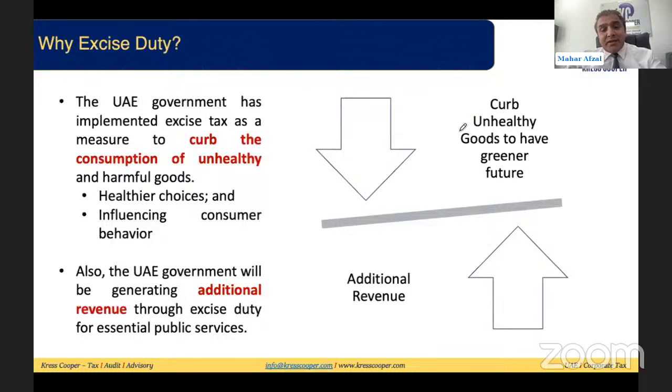So why excise duty? There are two important things. The first is to curb the consumption of unhealthy goods and give people an option to make healthier choices, influencing consumer behavior, as I mentioned. This is the first objective. The second objective is that the government will have additional revenue. These are the two core objectives. This is the reason that excise tax has been implemented in the UAE.